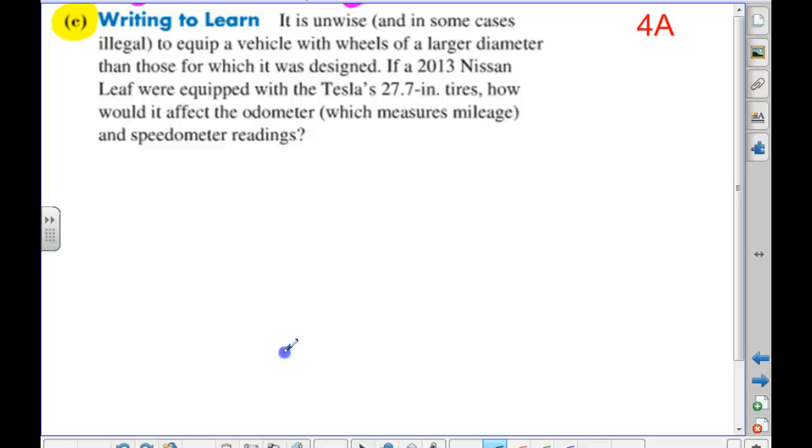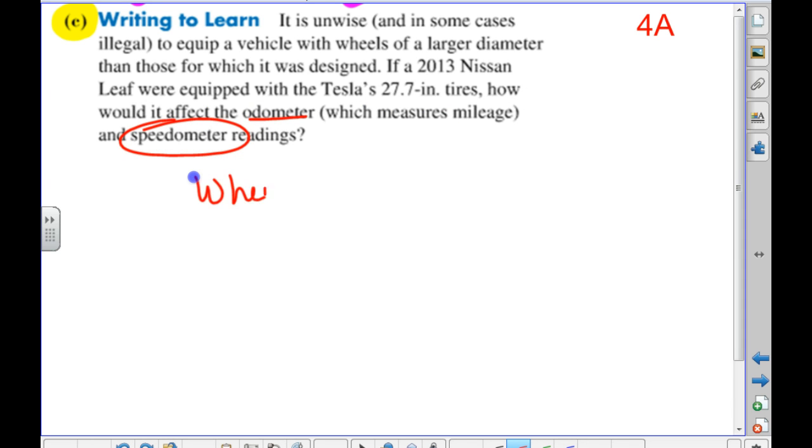That's why it says it's unwise and in some cases illegal to equip a car with tires of a larger diameter than those for which it was designed. Okay? I'm not going to make us write a big essay here. Let's just go with the fact for part C. You can skip part B altogether, but for part C, I'm just going to write here, if a Nissan Leaf were equipped with Tesla's tires, how would this affect the odometer and speedometer? I'm just actually going to go with the speedometer.